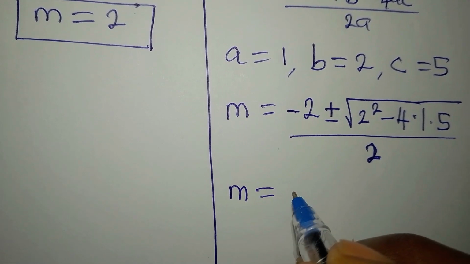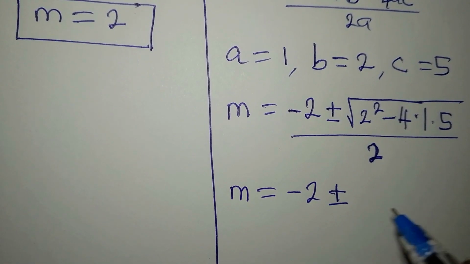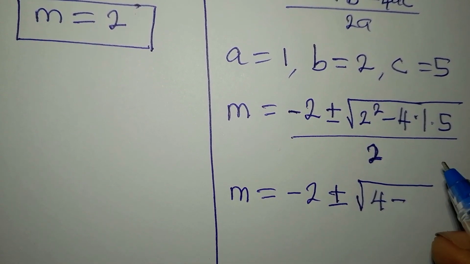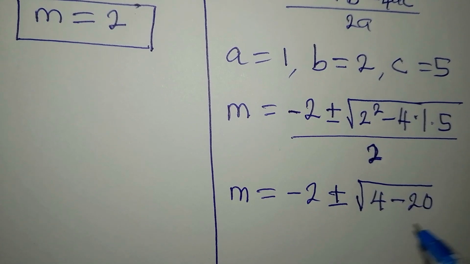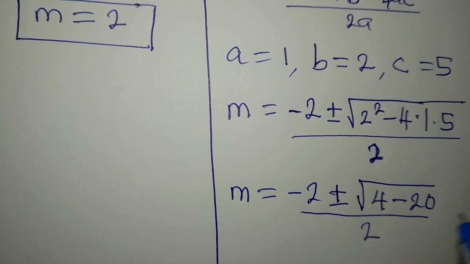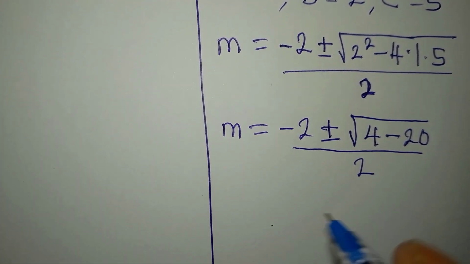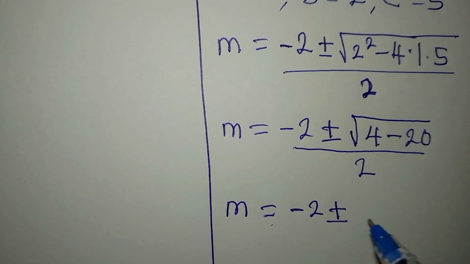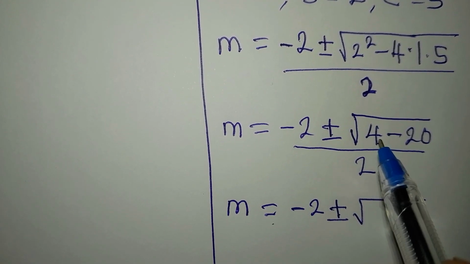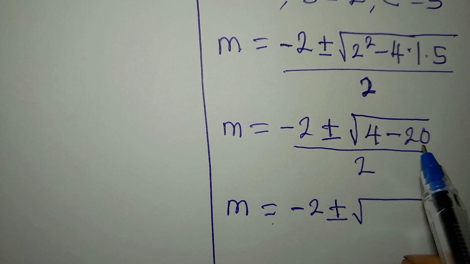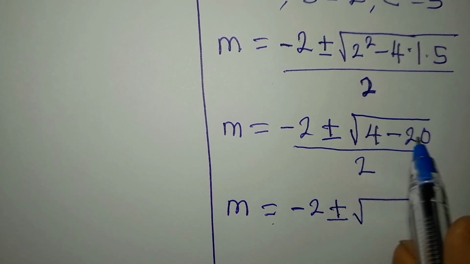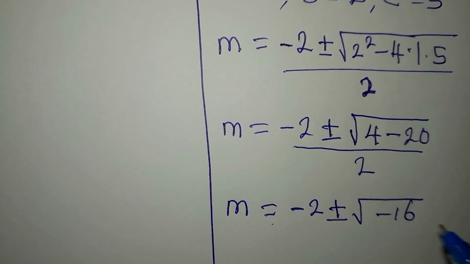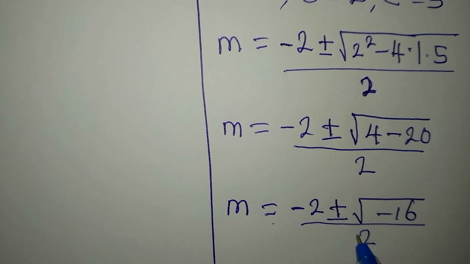m now is equal to minus 2 plus or minus, then we have 2 squared, which is 4, minus 4 times 1 times 5 is 20. So we now divide this by 2. Now our m is equal to minus 2 plus or minus, it will subtract. Do not find the square root of 4 and then the square root of 20 separately. You will subtract before finding the square root. 4 minus 20 is minus 16. Then we divide by 2.